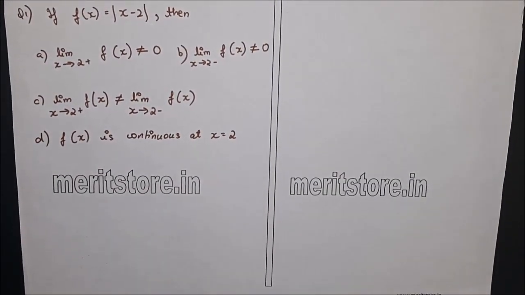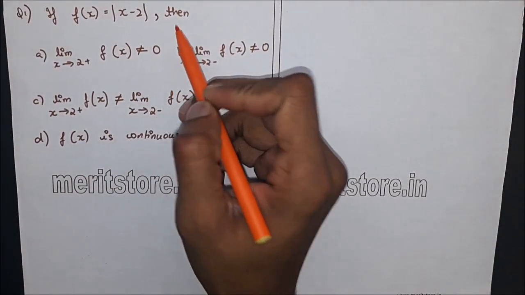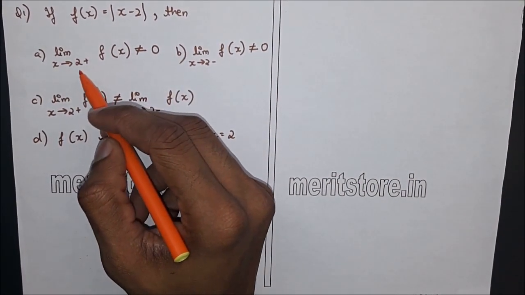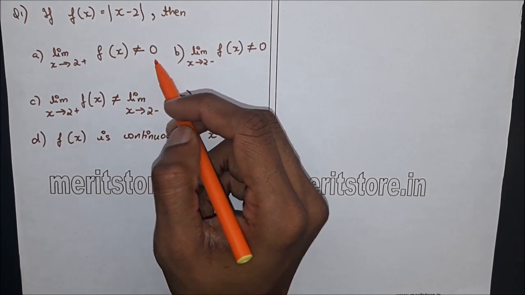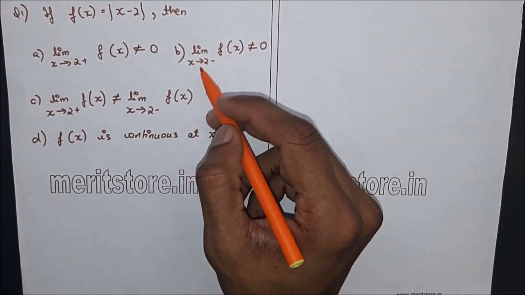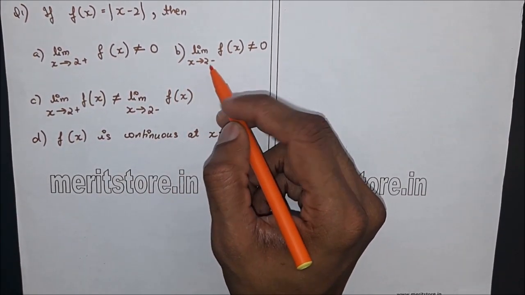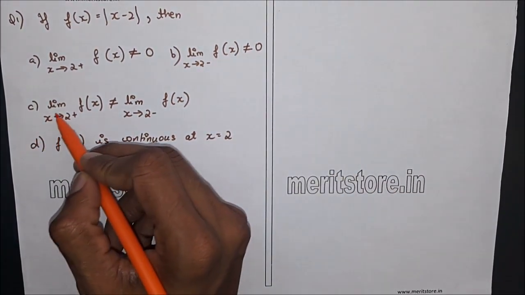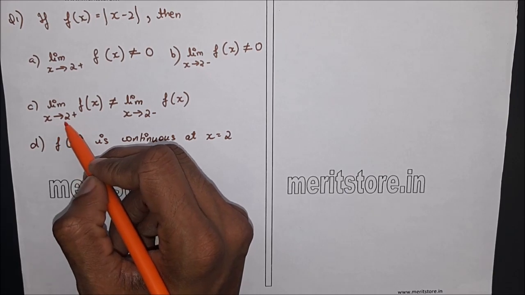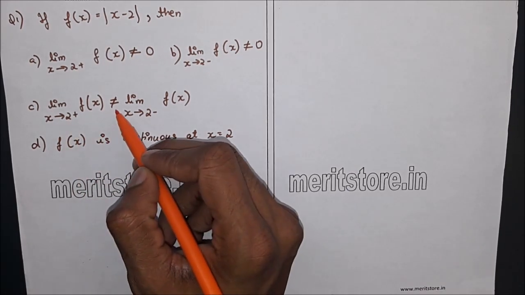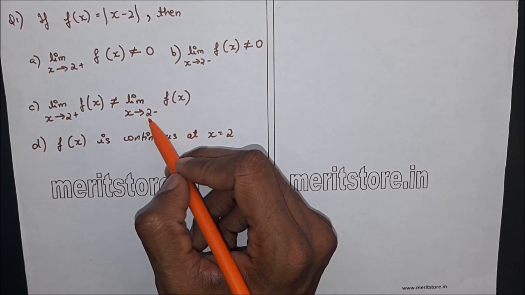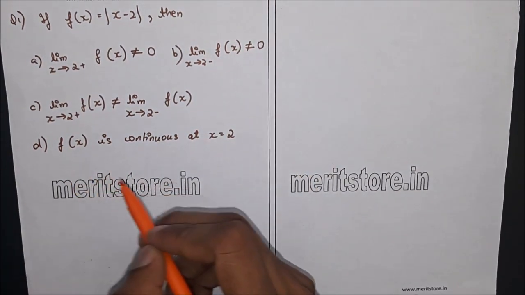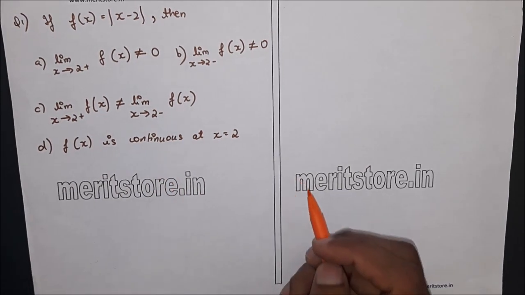Question 1. If f(x) = |x - 2|, then we're given four options. A: the limit as x approaches 2 from the right of f(x) is not equal to 0. B: the limit as x approaches 2 from the left of f(x) is not equal to 0. C: the limit as x approaches 2 from the right of f(x) is not equal to the limit as x approaches 2 from the left of f(x). D: f(x) is continuous at x = 2.